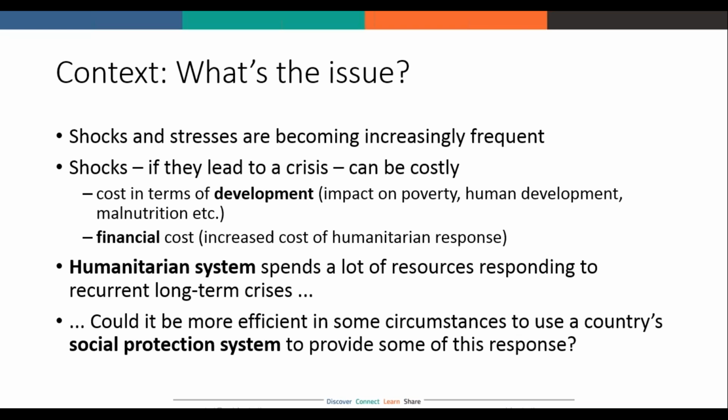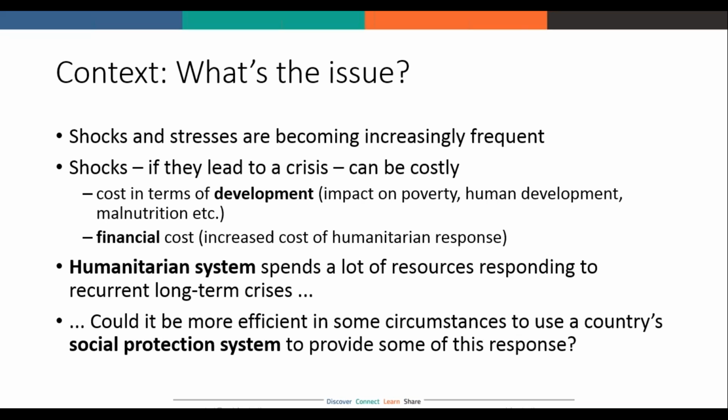Now, shocks don't always lead to a crisis, but if they do, they can be costly, both in terms of the negative impact on development, on poverty, on human development, on malnutrition, and so on, but also in terms of financial cost. This is because the impact of these types of crises can last for years and years, either because the shock itself is protracted, one long shock like, for example, a civil conflict, or because countries experience the same shock cyclically year after year, maybe a drought or something that keeps coming back.